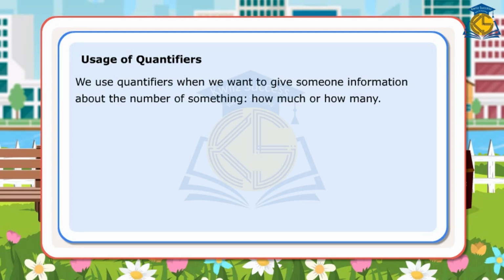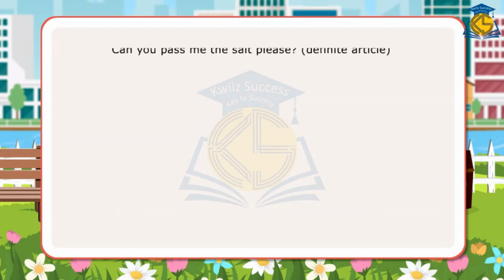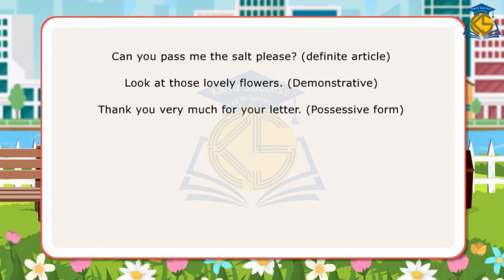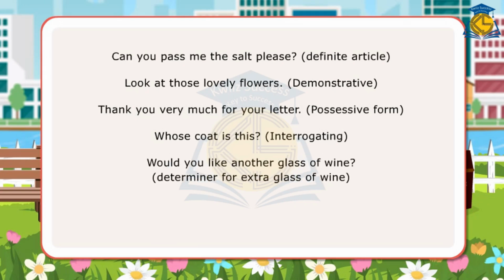Let us see a few more examples using determiners and quantifiers. Can you pass me the salt, please? Definite article. Look at those lovely flowers. Demonstrative. Thank you very much for your letter. Possessive form. Whose coat is this? Interrogating. Would you like another glass of wine? Determiner for extra glass of wine.